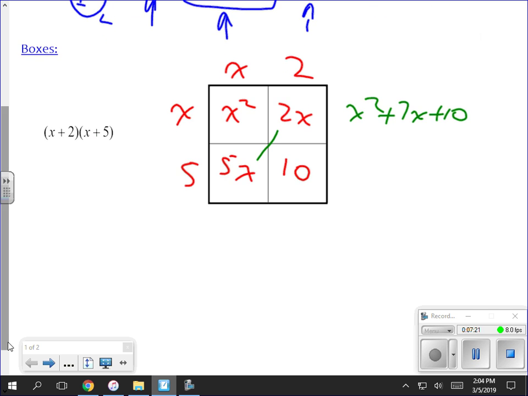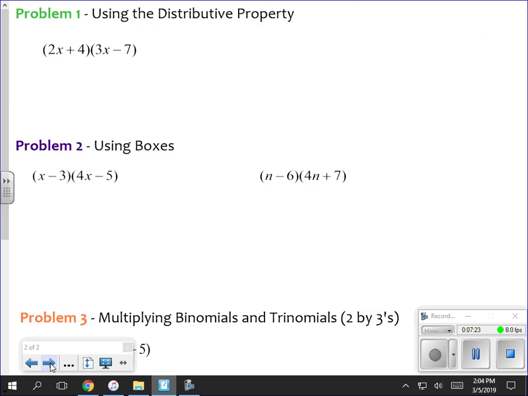I think that's it for the first page. Okay, here's what I want you to do. These 3 problems. FOIL the first one, using the distributive property that I FOIL. That's what you do on the first one, FOIL. And then set up boxes for these 2.